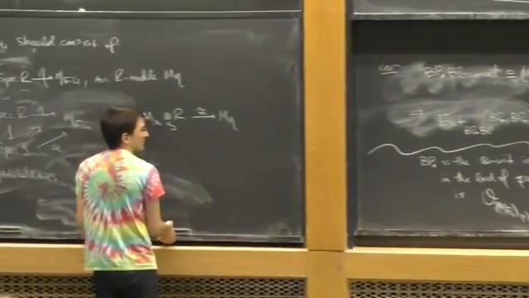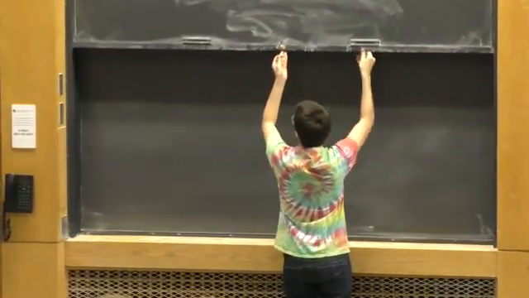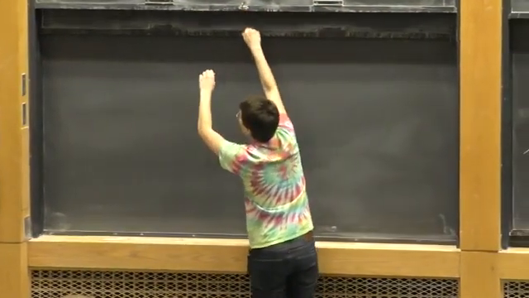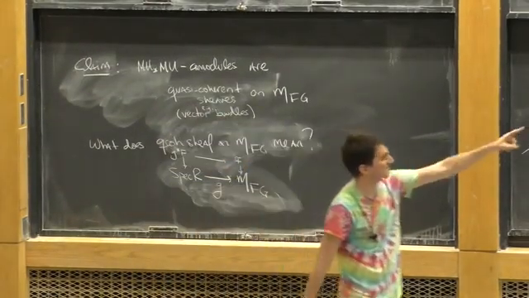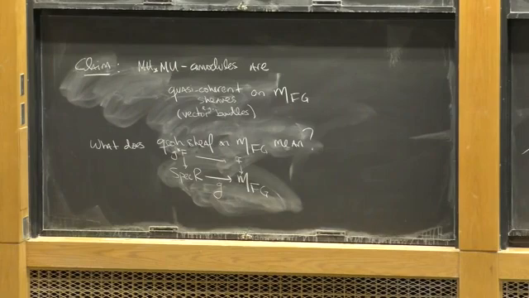So now I want to figure out what is an infinitesimal neighborhood of one of these points in MFG. Each of those points corresponds to a height n formal group law over a field. And I want to compute what an infinitesimal neighborhood looks like.